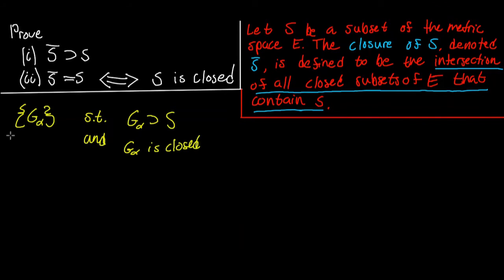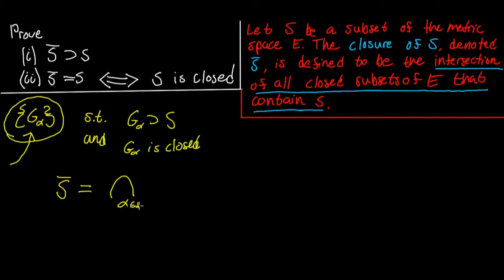We can think of this collection of closed subsets of E as the collection of all closed subsets of E that contain S. This is a set of sets, and in this collection are all possible closed subsets of E that contain S. Therefore, the closure of S is going to be equal to the intersection of all of these G alpha.